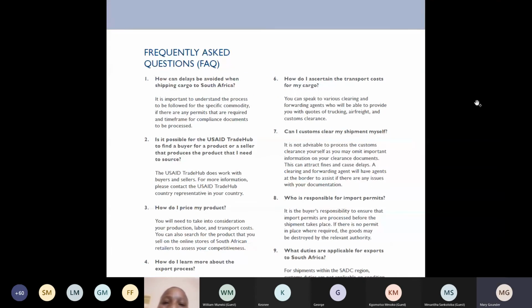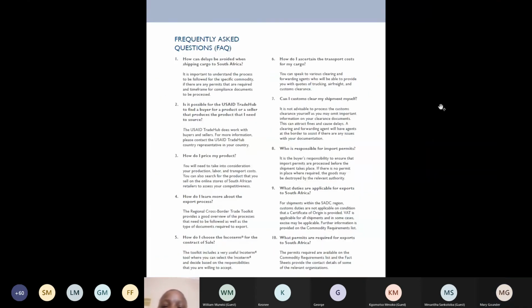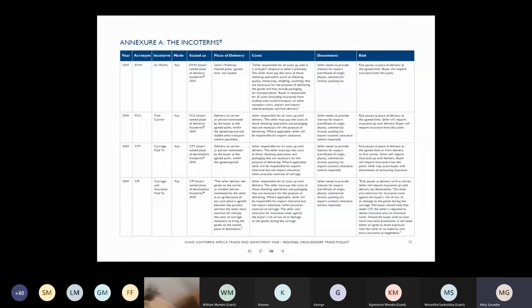Okay, your FAQs. Okay, so things like who's responsible for the import permits, that's the buyer's responsibility here. What permits are required for exports to South Africa? That's on the commodity requirements list. How you choose the Incoterm for the contract of sale, that will be on the Incoterms tool that we've done. Okay, so this is the Incoterms tool.